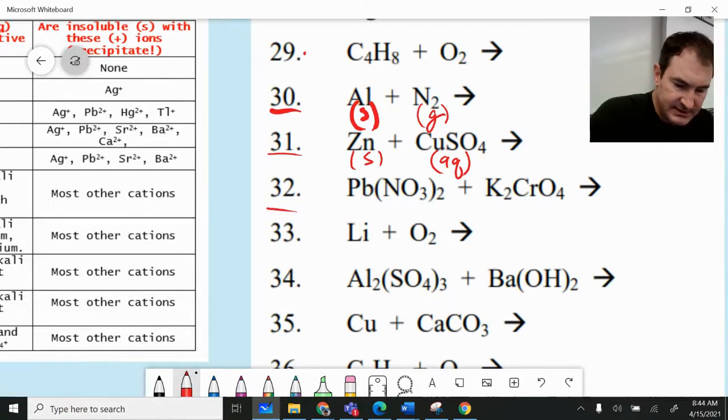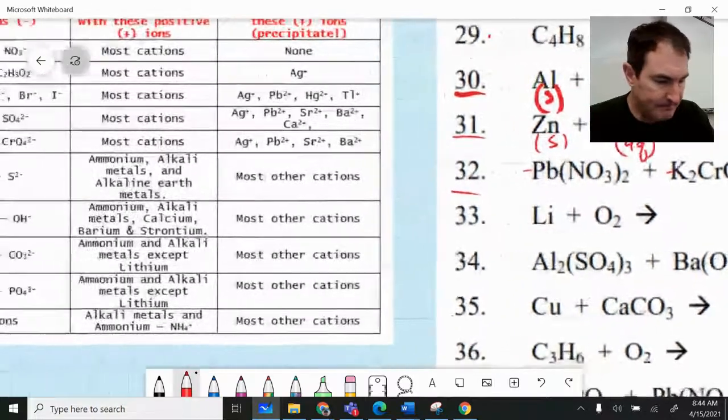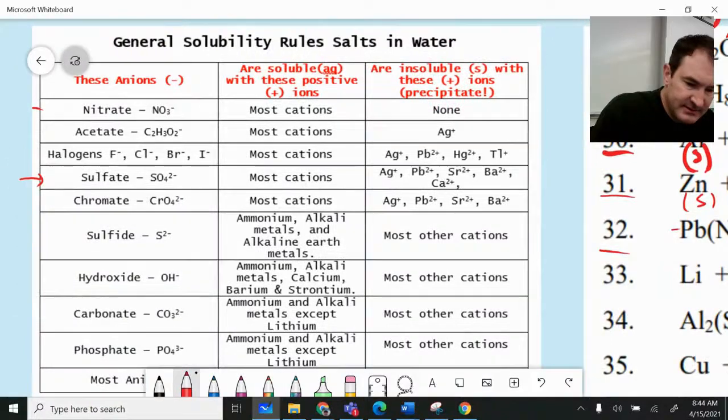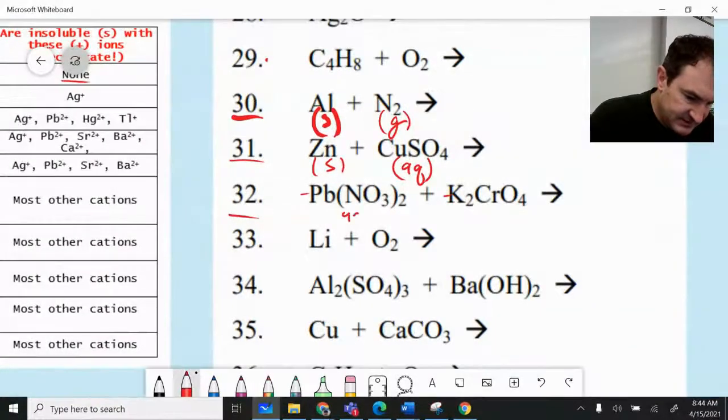Okay, 32. All right, we have two compounds here, two ionic compounds. That means this is double replacement. That means water is probably present, because if we have single or double replacement, we're going to assume there's water, and we need to look to see if these are soluble or not. So let's go over here. Lead nitrate, okay. Here's nitrate. Most cations are soluble with nitrate, none. So lead nitrate is going to be aqueous.